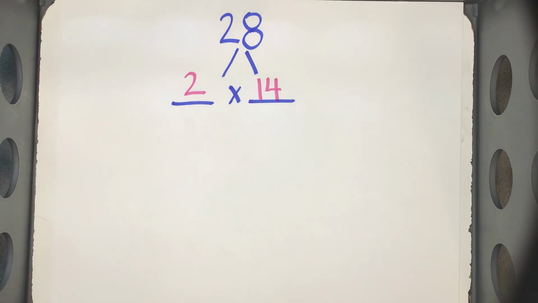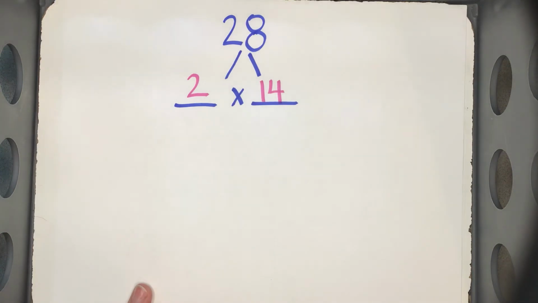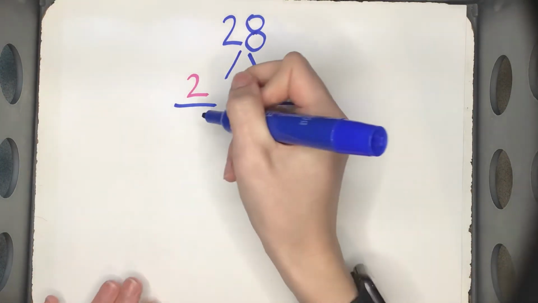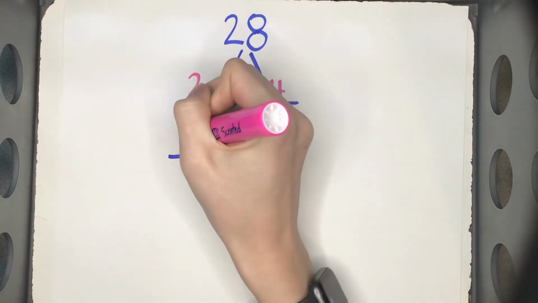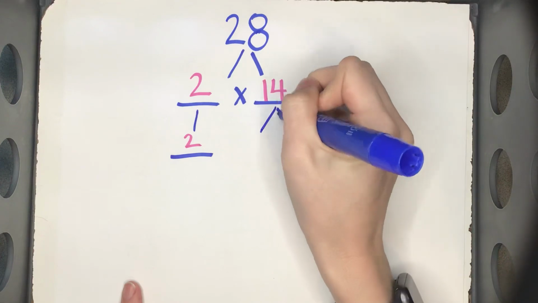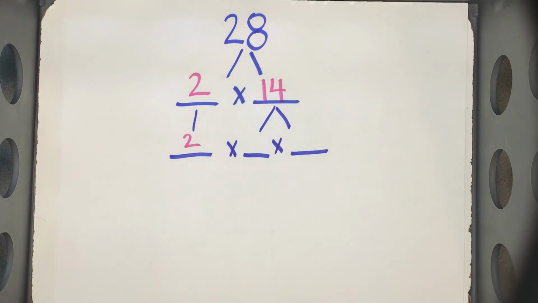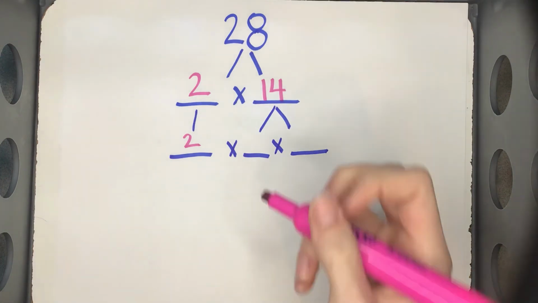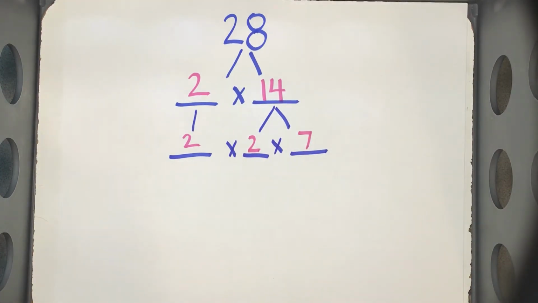All right. Next, I'm going to think, is it prime? Can I break it down even more? And you should tell yourself always, always that 2 is a prime number. I cannot break it down. So down here, I'm just going to write 2 and worry about my 14. All right. Can I break 14 apart? We can break down 14. We can. I can do 2 times 7 and get 14.